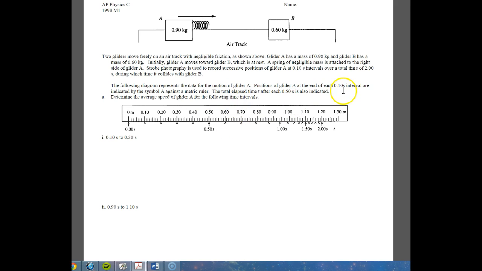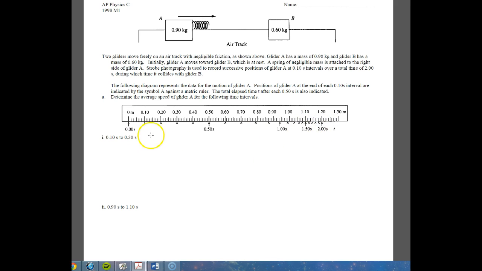Positions of the glider at each 0.1 seconds are indicated by the symbol A against a metric ruler. The total elapsed time after each half second is also indicated. So determine the average speed of the glider A for the following time intervals. So these little tick marks tell you where the glider is. And you'll notice that as it continues to go, you can kind of see where it's at.